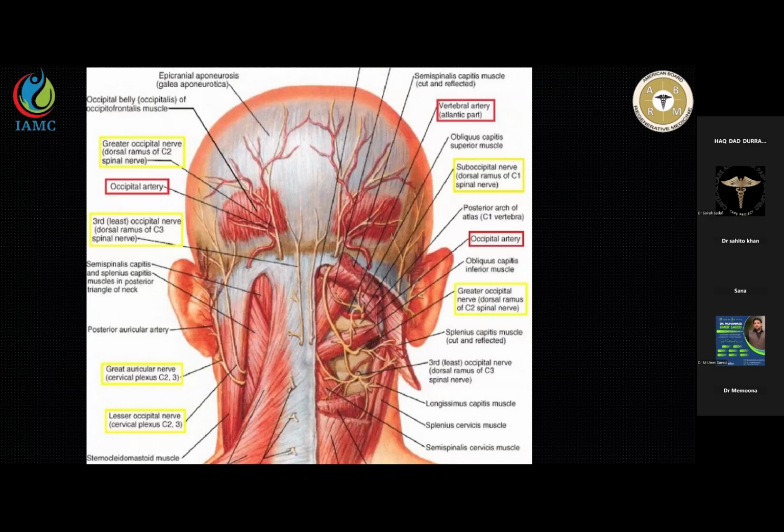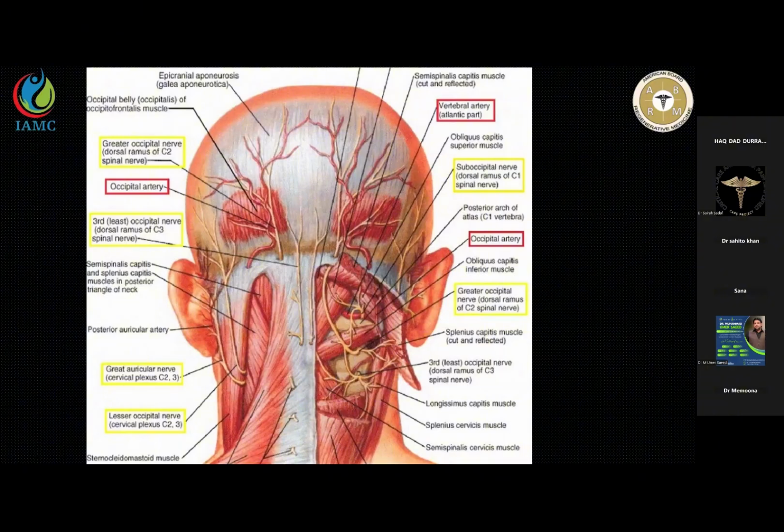So we use different abbreviations for that. You have to remember three mnemonics: GON, LON, and TON. GON is the greater occipital nerve, LON is the lesser occipital nerve, and then TON is the third occipital nerve. So GON, as we discussed, is the biggest and purely afferent nerve.